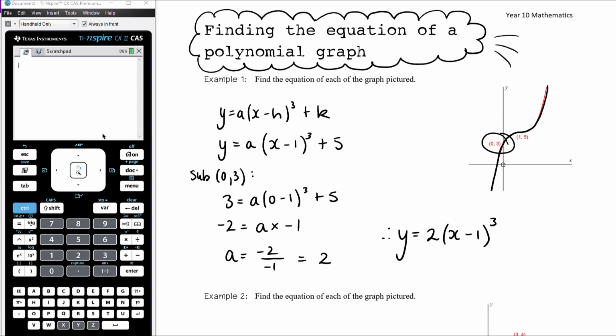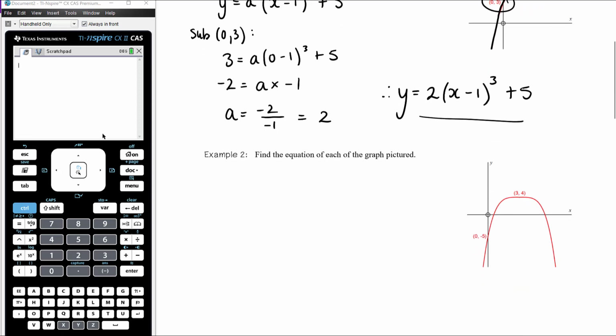Again, don't forget, the places you'll make mistakes here are just careless. You'll have done all the hard work and you'll leave a cubed off, or you'll accidentally write it as a squared, which means it's certainly not the equation for this graph. So just take a bit of care. And then plus 5. So that's our equation. Okay, let's have a look at another one.